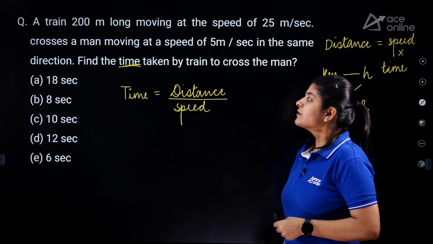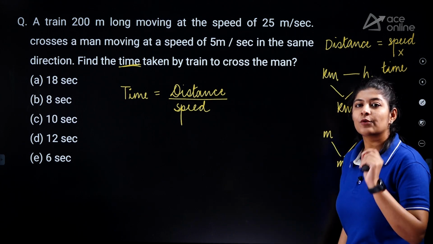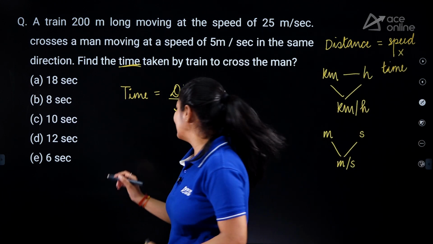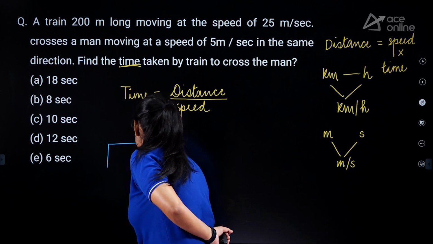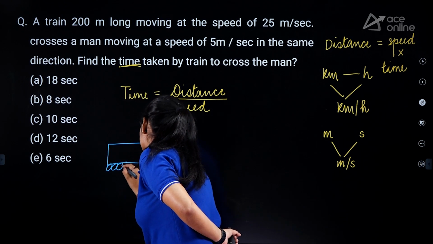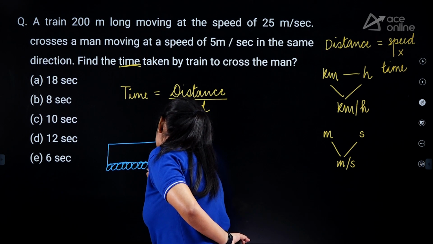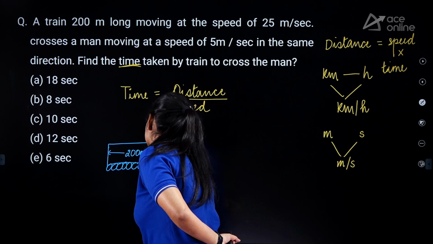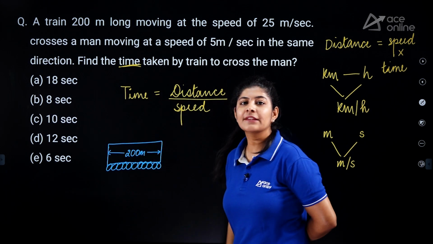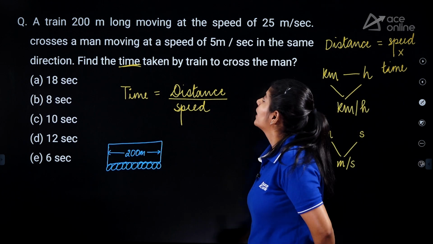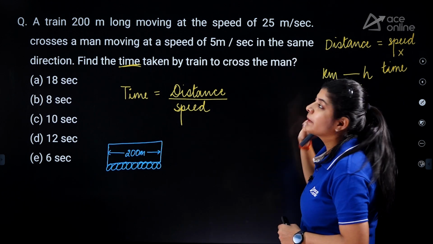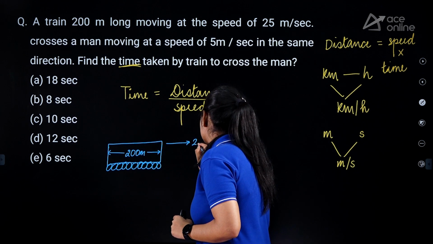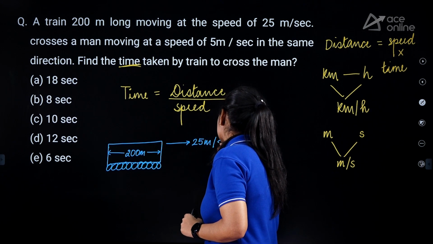Okay. So here my question states that there's a train, and the length of that train is 200 meters. Let's suppose this is our train, and its length is 200 meters. And it is moving with the speed of 25 meters per second. The speed of the train is 25 meters per second.